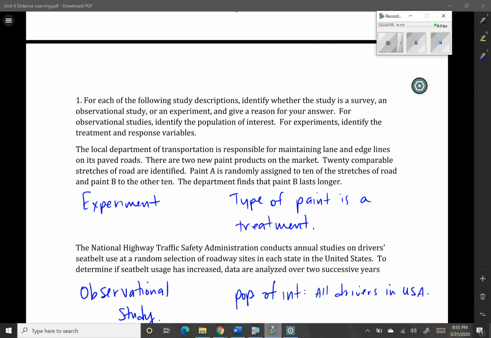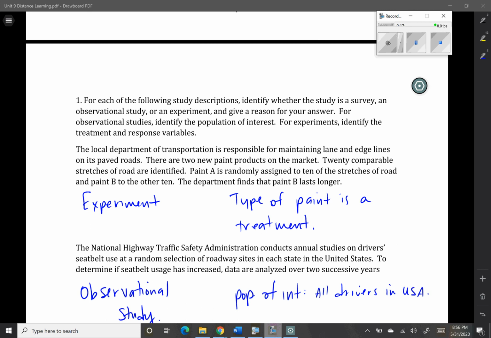Because there are two randomly assigned groups, they're randomly assigning the roads that are going to get that certain paint, paint A versus paint B, and we're going to see if that paint gives us a favorable outcome or not, a longer life. So there's some type of treatment, right? The type of paint is the treatment in your experiment. The response variable is how long it takes for that paint to dry out or to chip off.